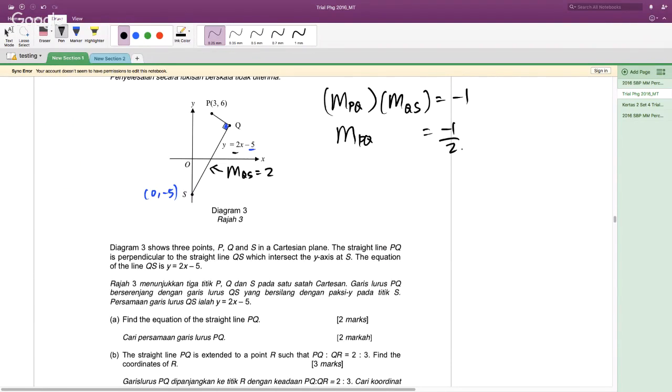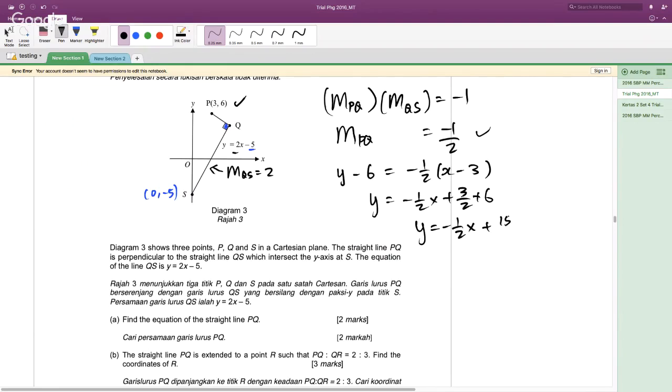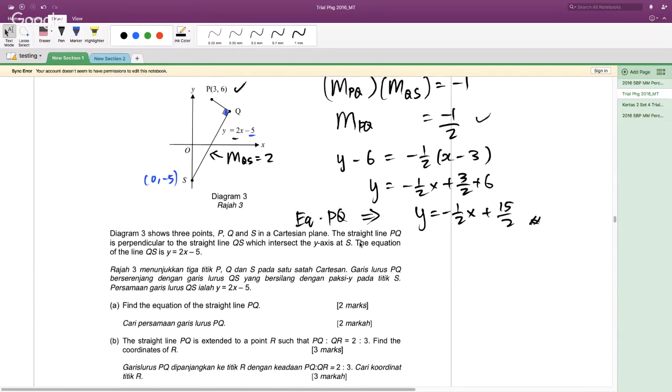All right, so I got the gradient and I have a coordinate. Then I can straight away get the equation. y minus y1 equals m times (x minus x1). So y basically equals -1/2 x plus 3/2 plus 6. You can use the calculator to solve this one. Calculator will tell you it is 15 over 2. All right, done. This is the equation of PQ. This is how we get the equation: you just need to have a gradient and a coordinate, and then just substitute into it.